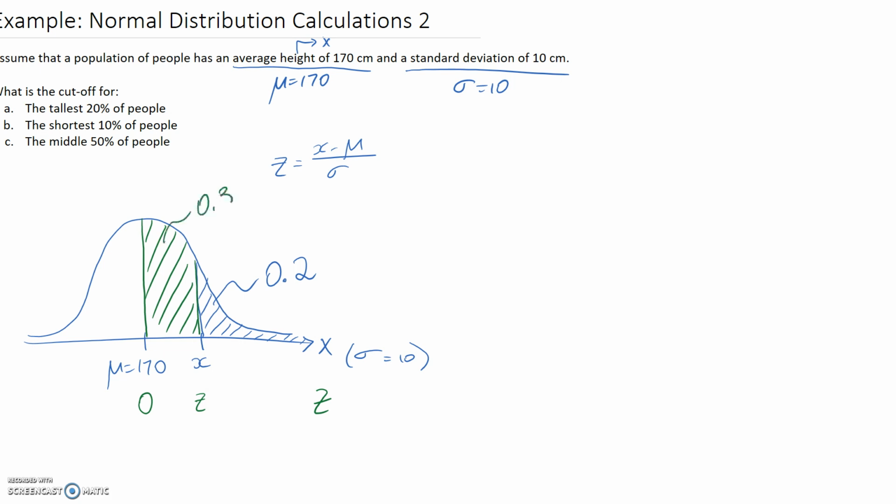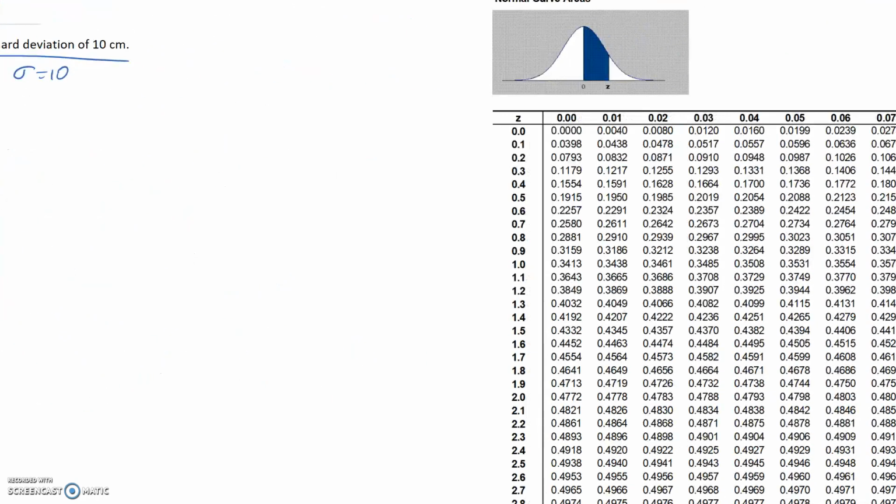The area in here is going to be 0.3, because the whole thing has an area of 1, so half of it is going to have an area of 0.5, and if the top bit here is 0.2, then that leaves 0.3 left over for this other bit. So let's go and look it up.